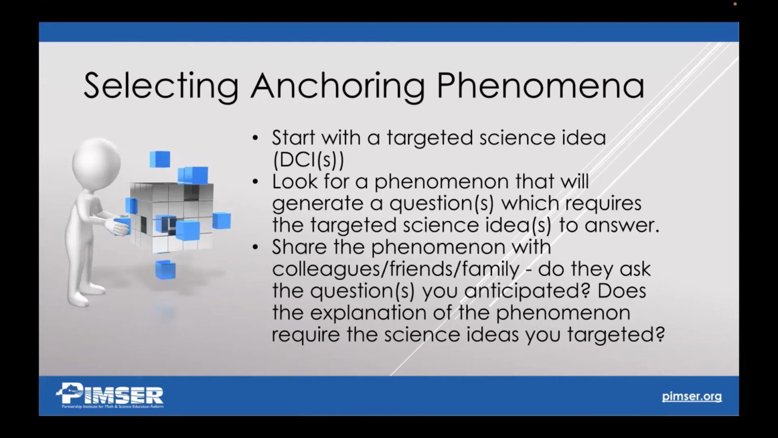So let's think about some considerations for selecting an anchoring phenomenon, the one that's going to drive that unit of instruction. To start with this, we begin with those targeted science ideas, those disciplinary core ideas. That's what we want to have students use to explain the phenomena. So we look for a phenomena that will generate questions that requires those targeted science ideas to answer. So they go hand in hand.